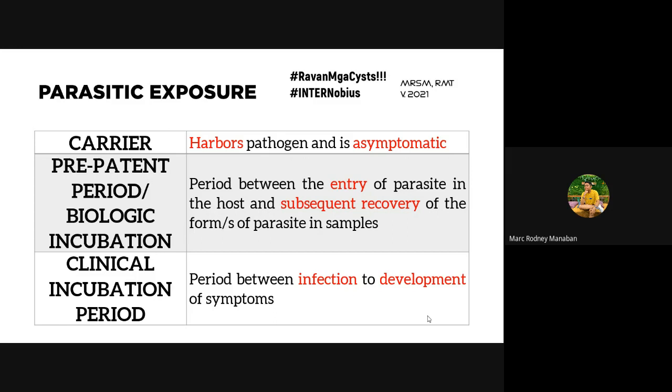We go now to the pre-patent period or biologic incubation. This is from the point of entry of the parasite to the point of recovery of the parasitic forms, such as cysts, larvae, or eggs, from your human samples. It's not necessary that you develop symptoms here yet. It's just the point of development. At this stage, the parasite still undergoes development in its life cycle until you can recover parasitic eggs, cysts, or larvae in the sample. That's biologic incubation or pre-patent period. Similar to bacteria, there is also a biologic incubation.